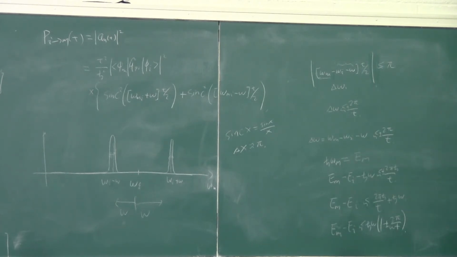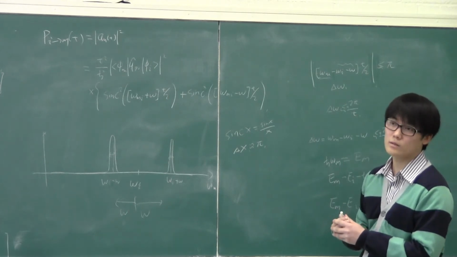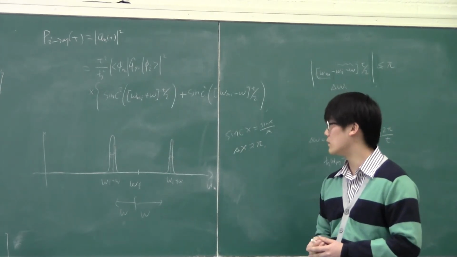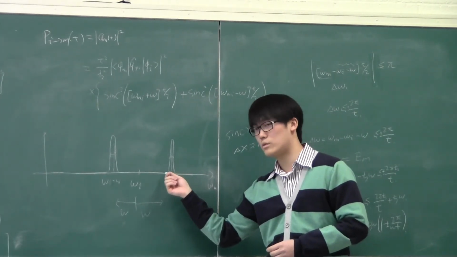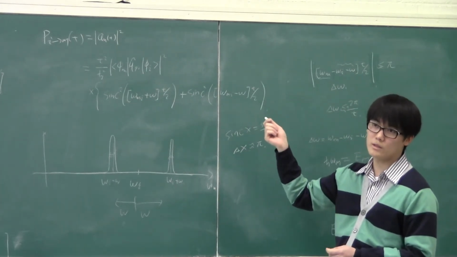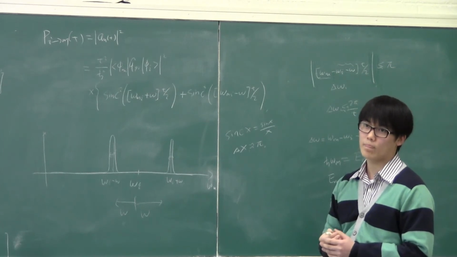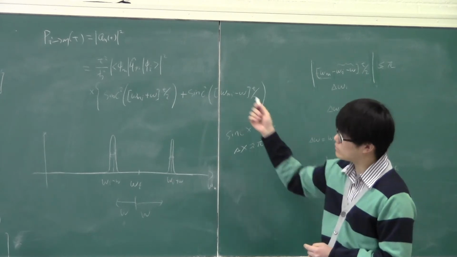Okay. So now, this is the short time case. After several periods, the transition starts to become very selective. And this sharply peaks over here. But there is a big problem in this transition probability here. Can you see it? What's the big problem here?